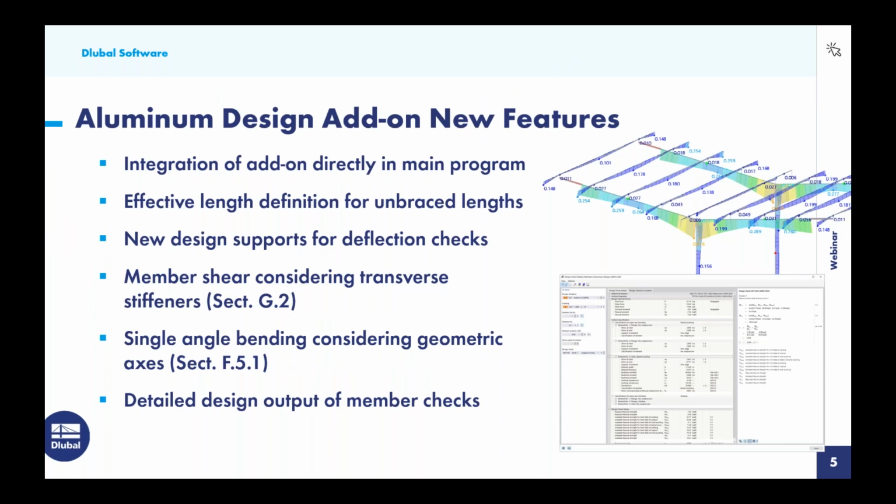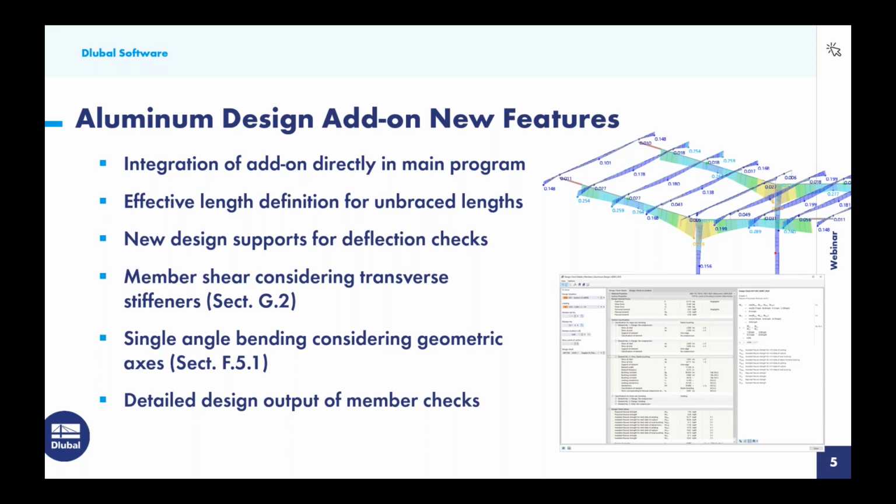So let us talk about a few new features that we have within RFEM 6 related to aluminum design when we compare this to what we previously offered in RFEM 5. So as mentioned, this add-on aluminum design is going to be better integrated in the main program. In RFEM 5, we previously had to open up a dialog box, define information like unbraced lengths. And in RFEM 6, we'll see that as we model the members, including the cross-section, the materials, we can also define immediately the effective lengths.